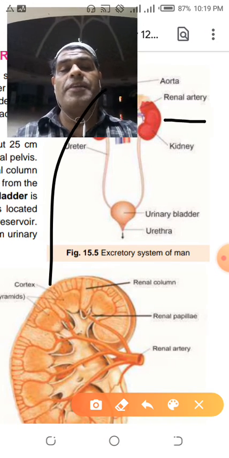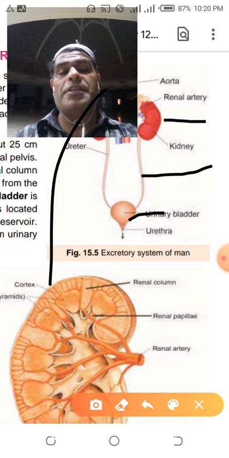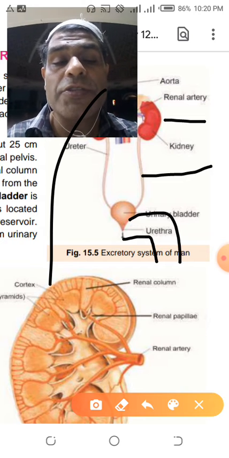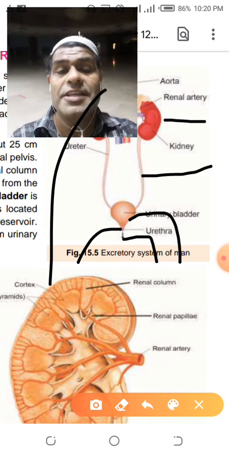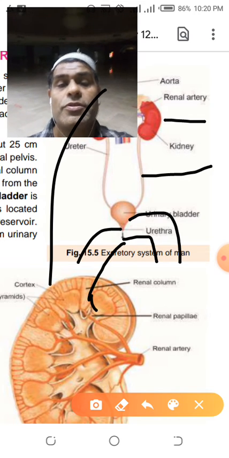So this is a kidney, this is a ureter, this is a urinary bladder, and then the urethra. The urethra is not the opening, it is the tube after the urinary bladder, and then the last opening which you are watching is the urethral opening, the urethral orifice.